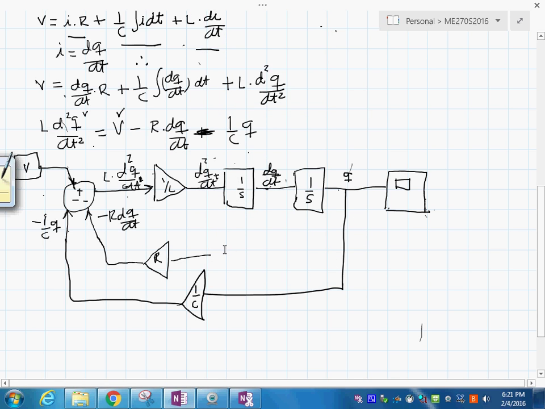Okay, so we are ready to put this into Simulink now. That's what we should do next, and then we should try the mechanical system later on. This is the idea, in here.